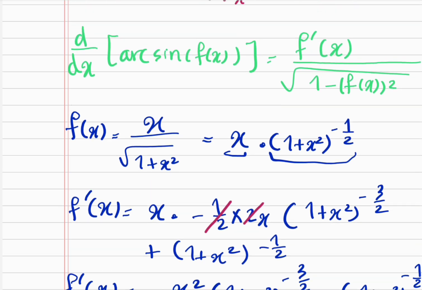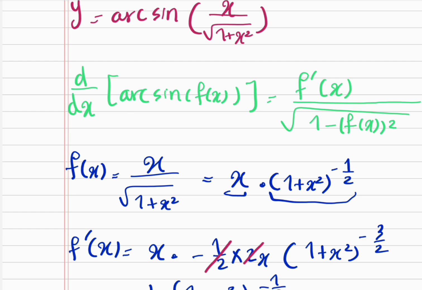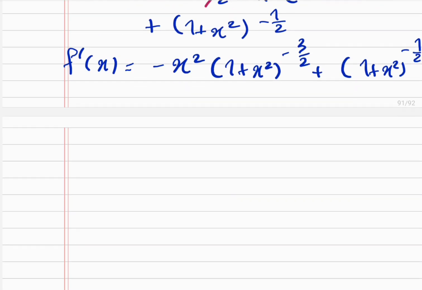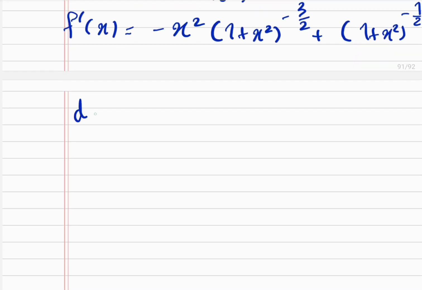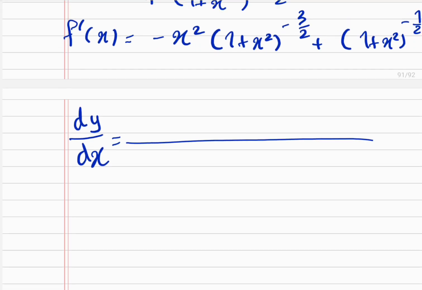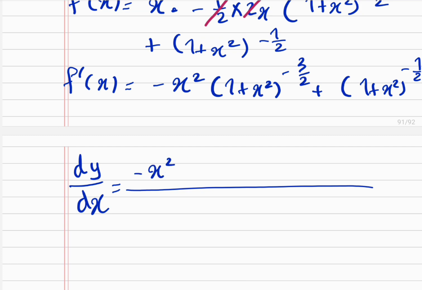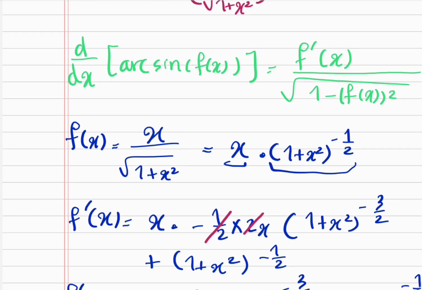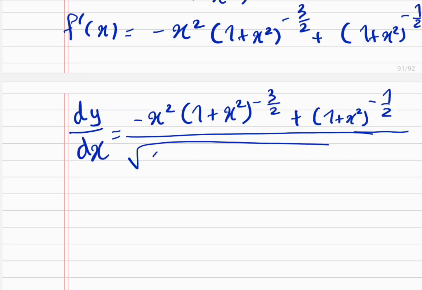Now we have f dash x, so getting back to the general result, we can substitute that into this formula. So f dash x goes to the numerator, and the denominator is the square root of 1 minus f of x squared. So we can now write that dy by dx is equal to, again, the numerator f dash x, which is minus x squared times 1 plus x squared to the power of minus 3 over 2, plus 1 plus x squared to the power of minus a half. And now the denominator is the square root of 1 minus f of x squared.